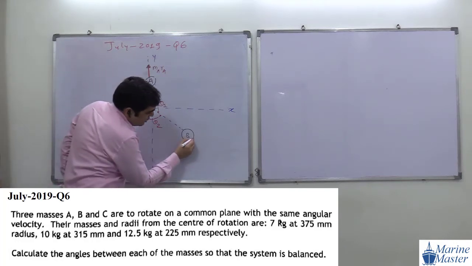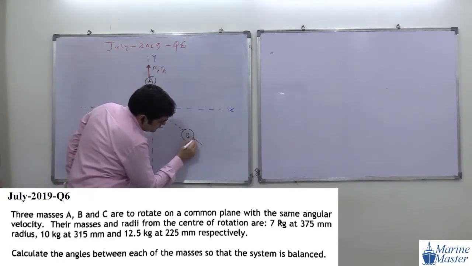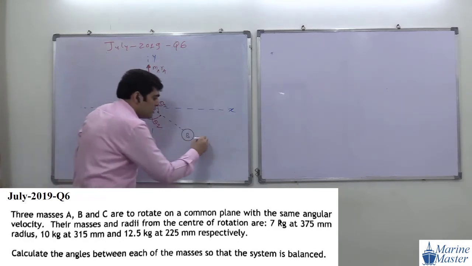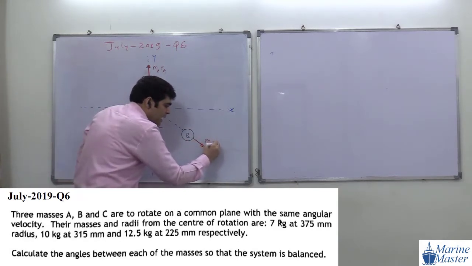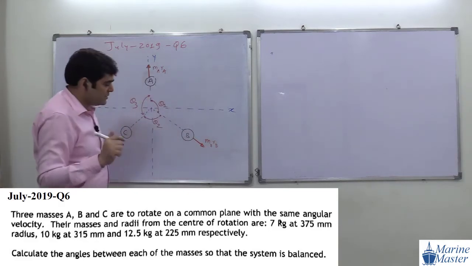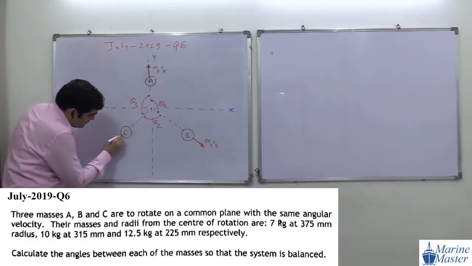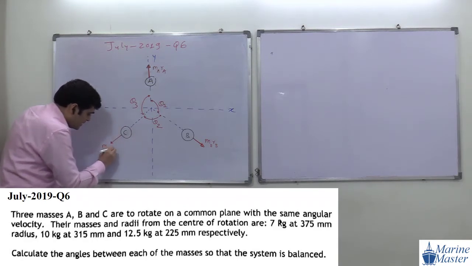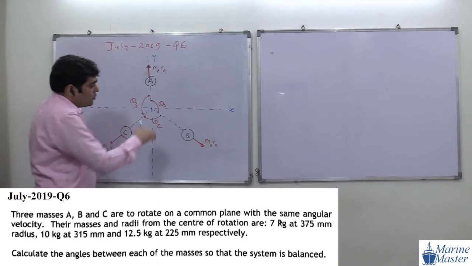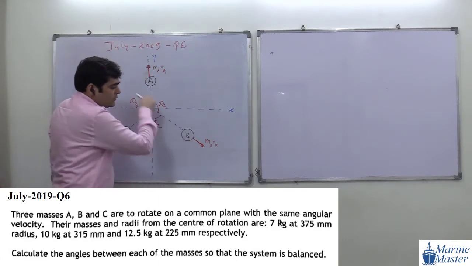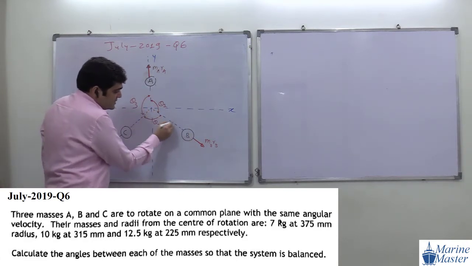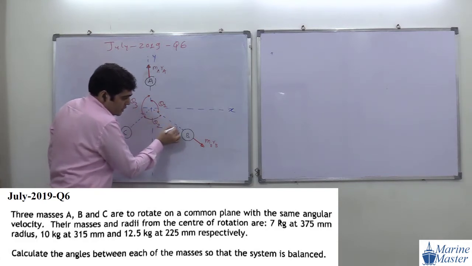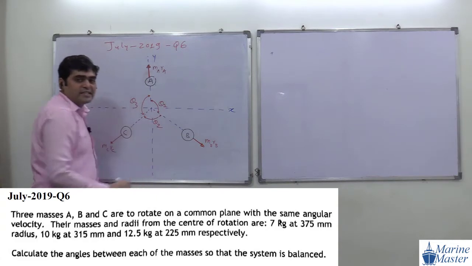Then the centrifugal force due to mass B is MB RB, and this MB RB is in kg meter. Then MC RC. Try to see the point: centrifugal force always acts radially outward, meaning along the radius, outward through the center. The same line, this dotted line and this red line, must be extended.